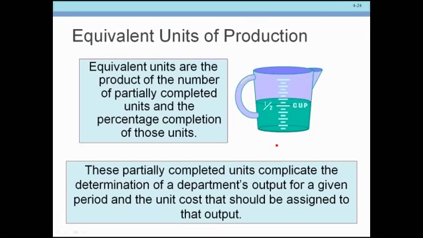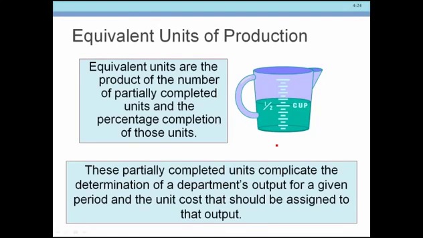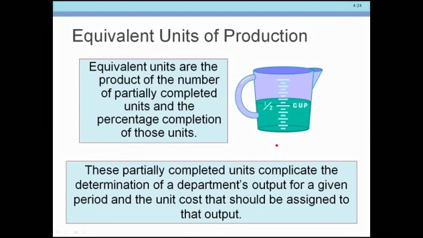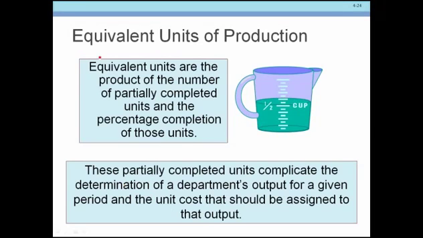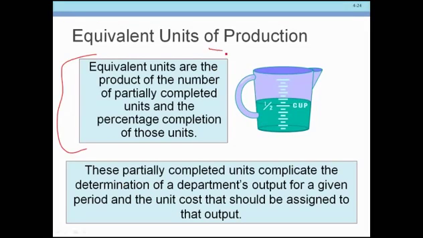But this equivalent units of production is a new concept, so make sure you understand it before you proceed, because if you don't understand what equivalent units of production is, then you're going to find difficulty surviving in this chapter. So make sure you know this. Okay. So equivalent units are the product of the number of partially completed units and the percentage of completion of those units.